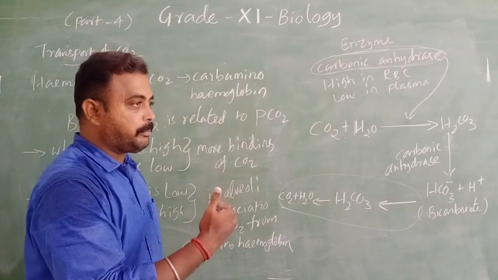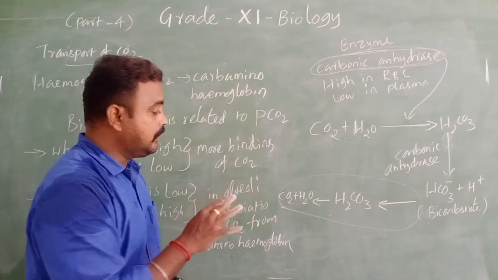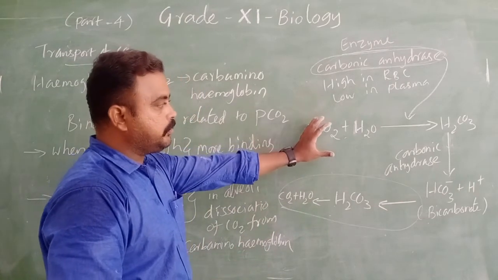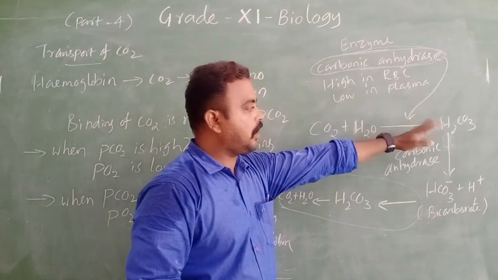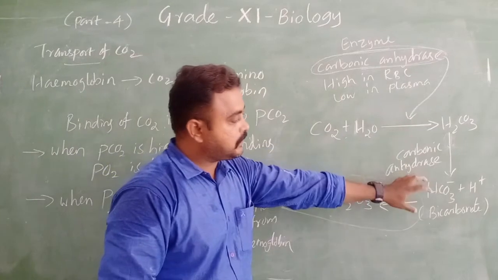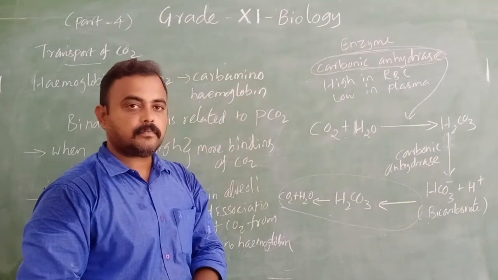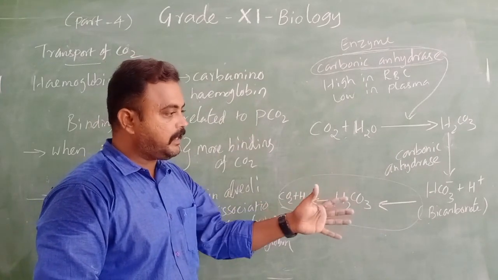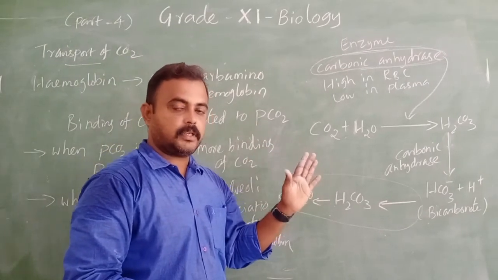Alveoli and capillaries are connected in that area. In that area this process happens, because in tissue carbon dioxide is released and converted into carbonic acid by carbonic anhydrase. Then it is changed into bicarbonate. Now bicarbonate is ready. Then it is carried in the blood. Actually, this has happened in RBC.